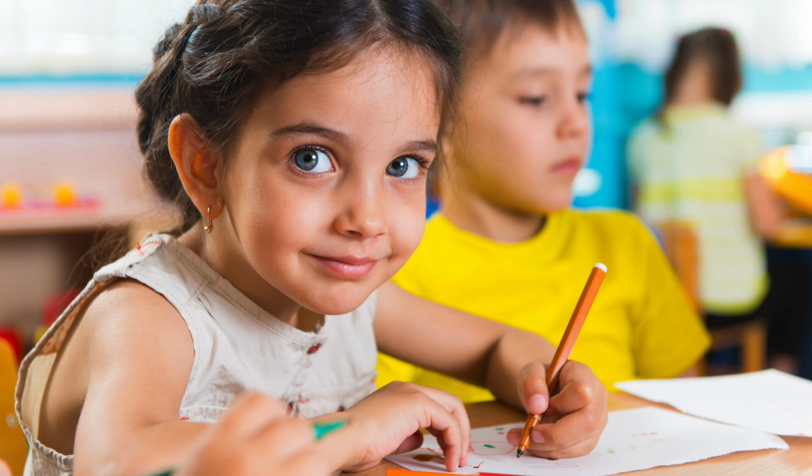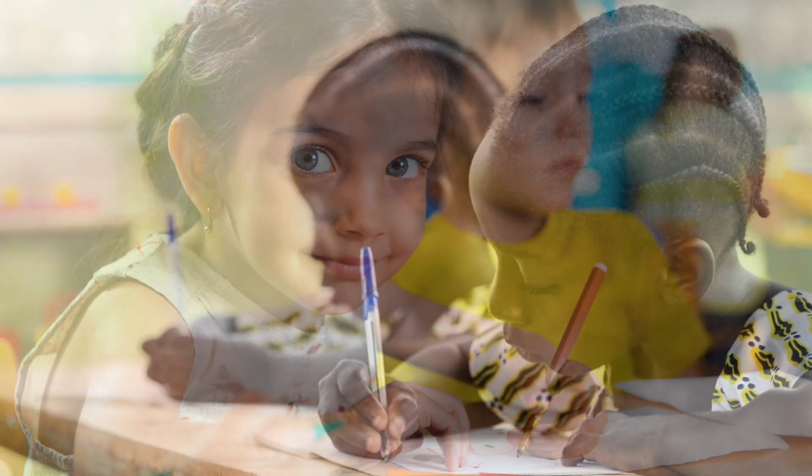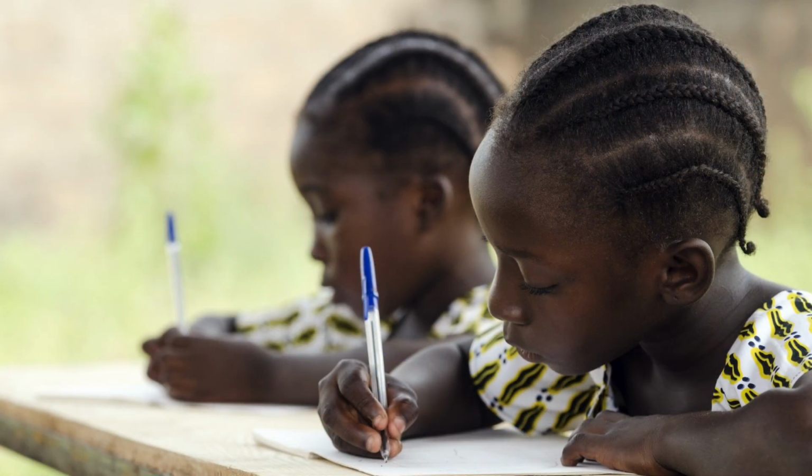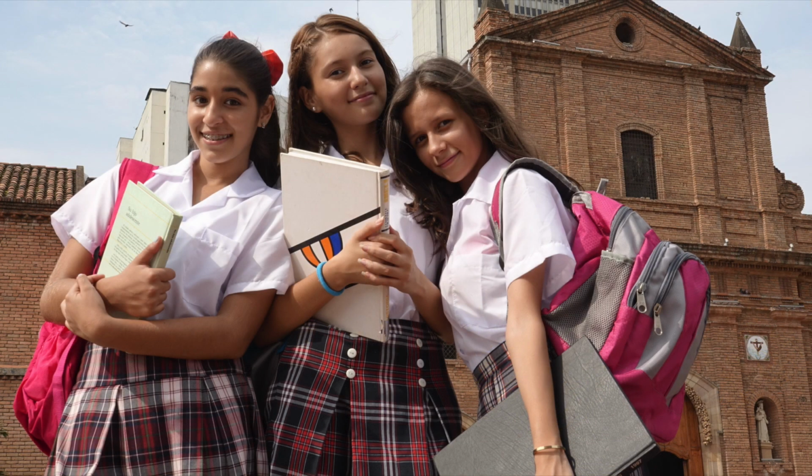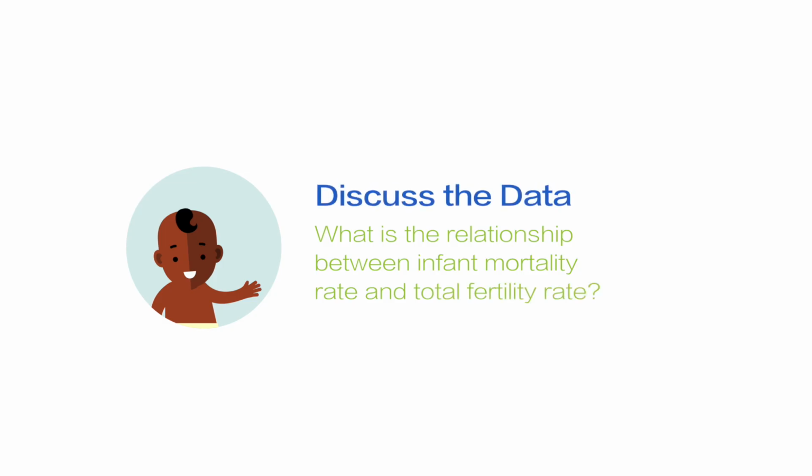Ask students to consider why this might be. The fact is that educated women stay in school longer and marry later, so tend to have fewer children over the course of their lives. There are more relationships to explore with this data, for example, between infant mortality rate and fertility rate, and the lesson plan will help you discuss these with students.